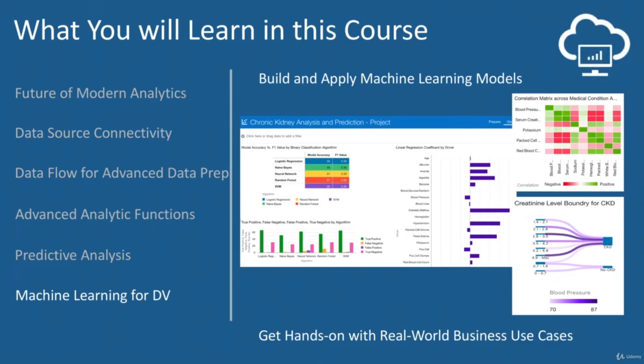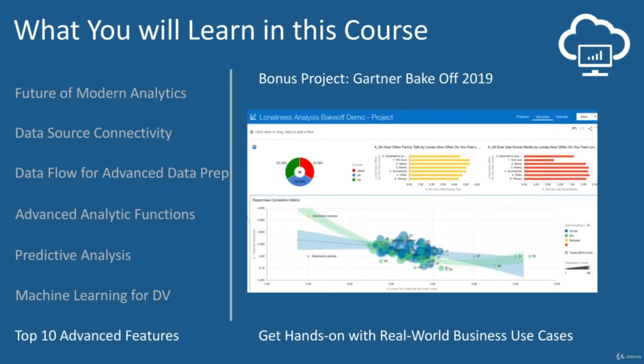You will gain understanding of working with correlation metrics or picto charts, as well as build and apply machine learning models on a given data set to do predictive analytics. And towards the end of the course, we'll summarize the top 10 features that are definitely worth knowing about Oracle Analytics, which allows you to improve productivity by leveraging augmented capabilities. And we'll explore some of those features. We recently built a Gartner bake-off project based on loneliness data, and that would be your bonus project to take away.